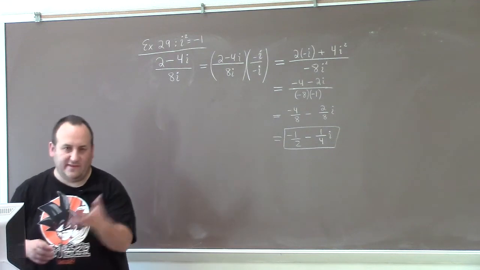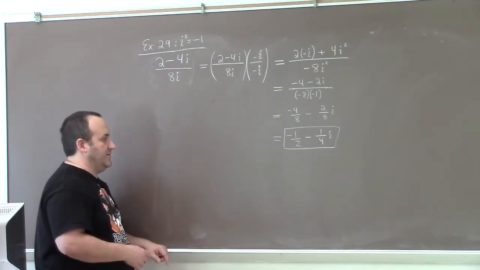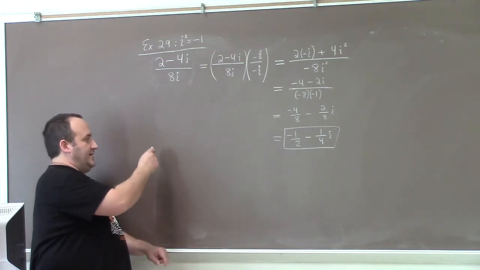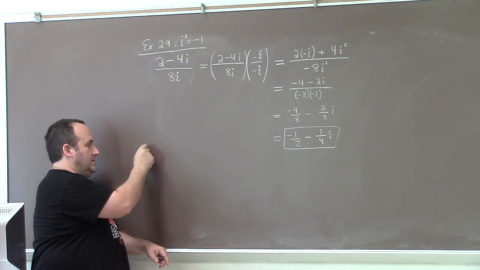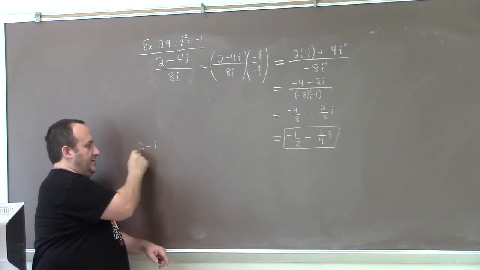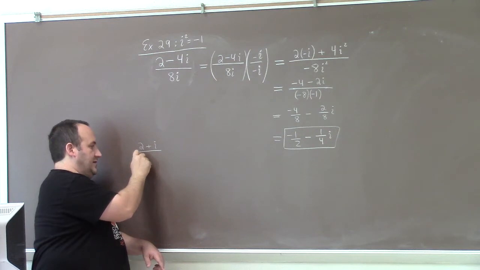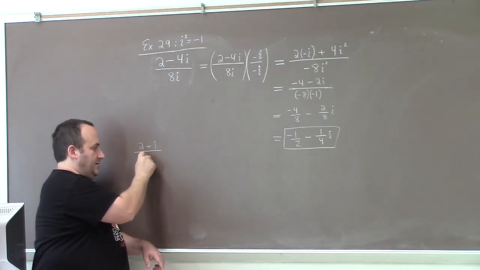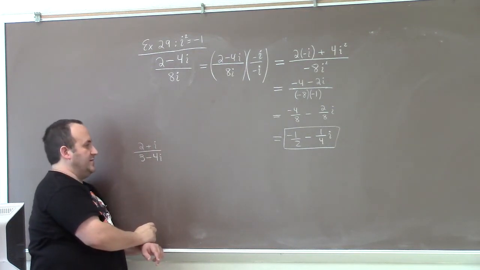Let me make up one more of these. It's not on the sheet. Let's do another one. What if we had 2 plus i divided by, let's say, 3 minus 4i. All right, we want to write that in Cartesian form. What should we do?